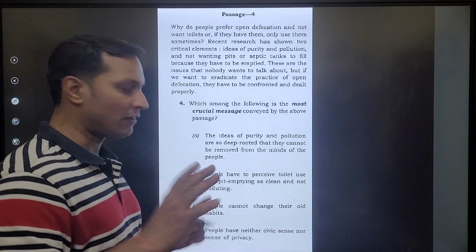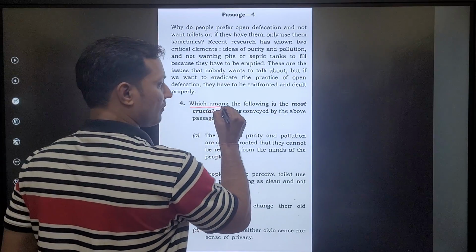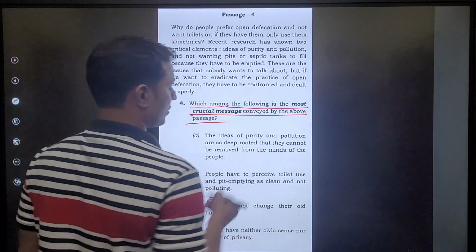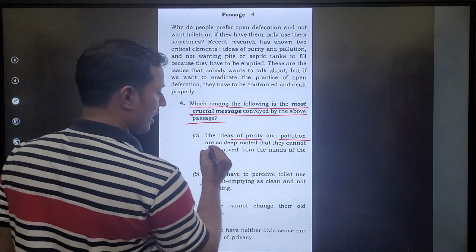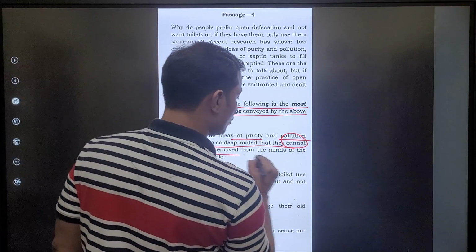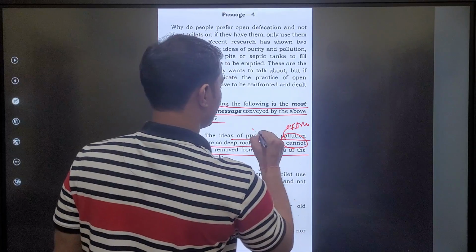So I hope most of you have got the answer. Now let us see which among the following are the most crucial message conveyed by the passage. Okay, the first statement says the idea of purity and pollution are so deep rooted that they cannot be removed from the minds of the people. An extreme sentence, we will eliminate this.